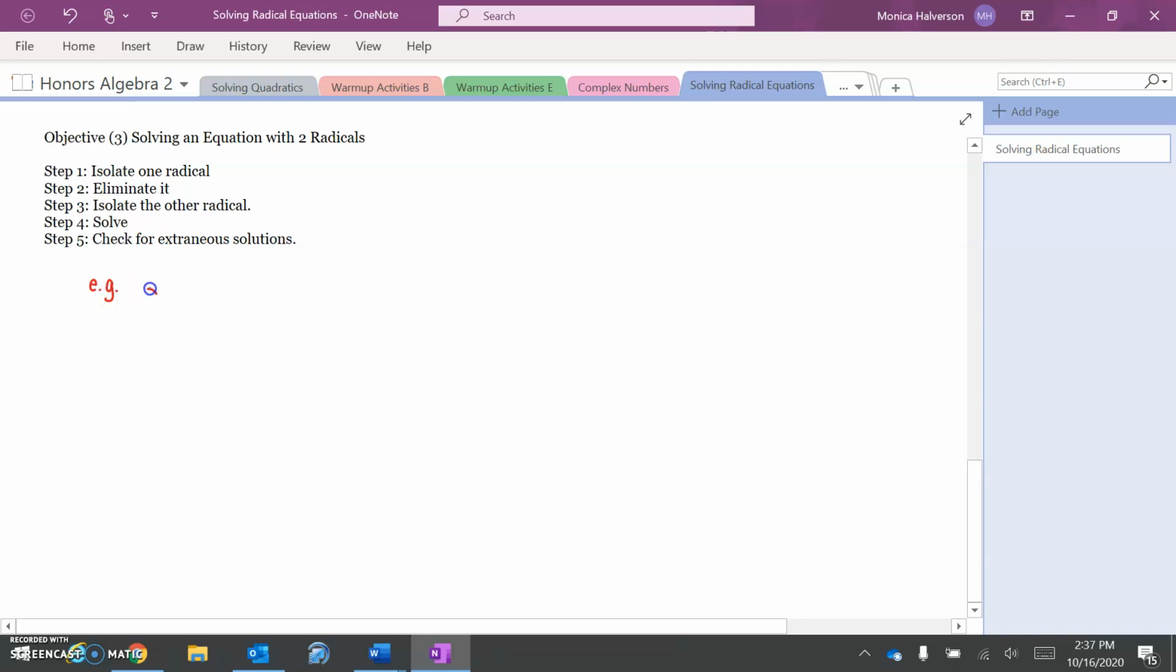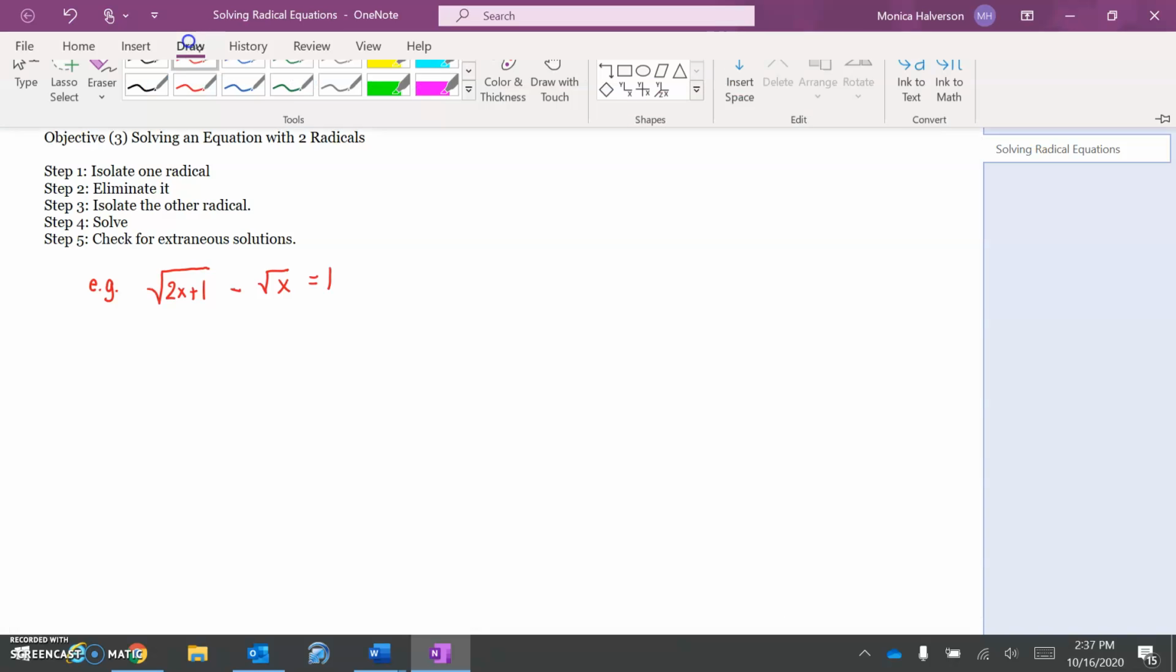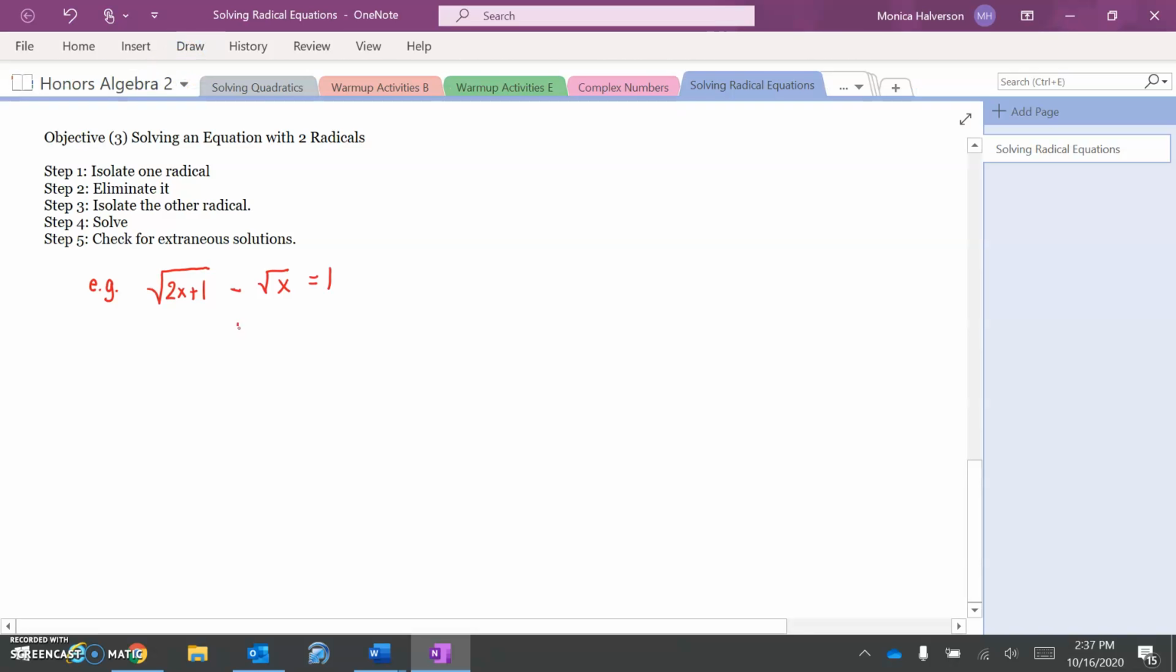So our first example is going to be the square root of 2x plus 1 minus the square root of x equals 1. So here we have two radicals. So we're going to try to isolate one. And I'm going to isolate one by adding the square root of x to the other side.